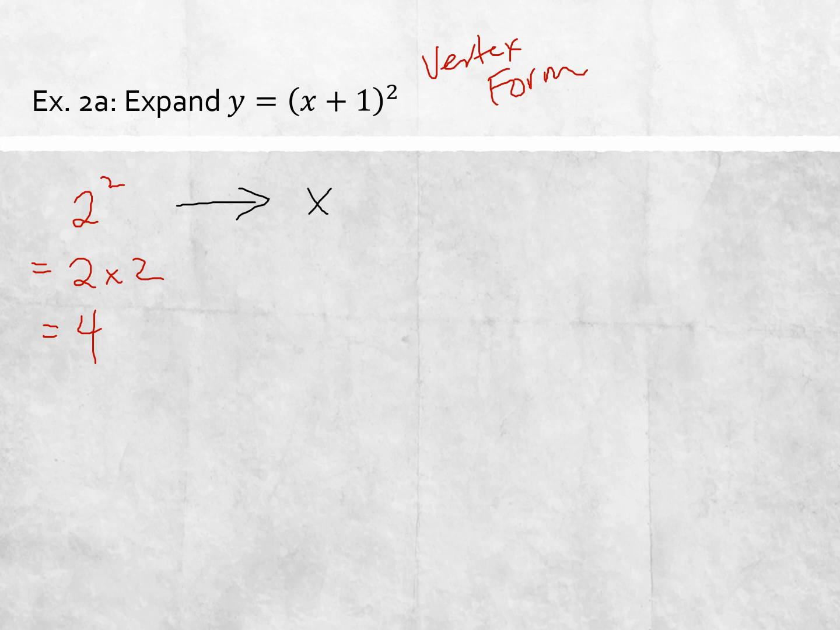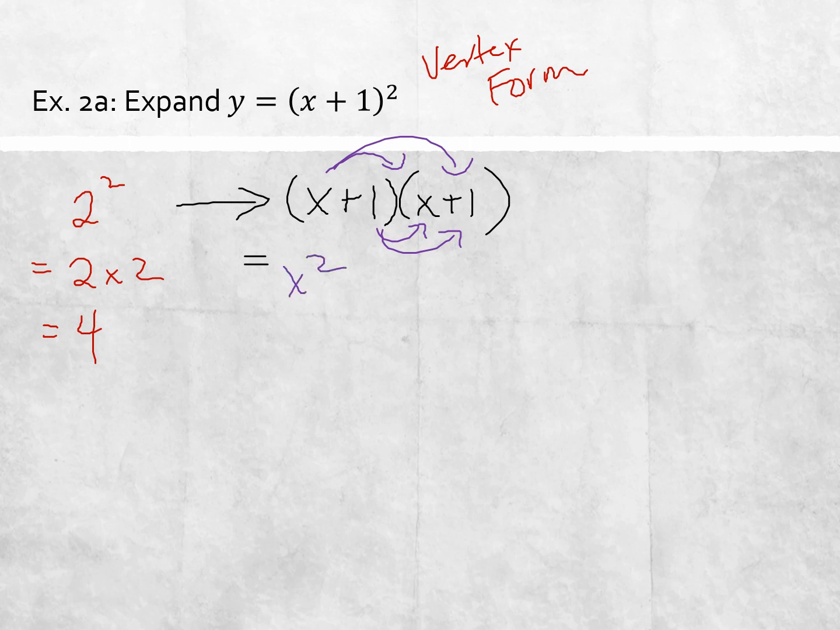So we're going to write 2 of them. So x plus 1, x plus 1. We know using FOIL, first, outside, inside, last. After you expand that, you should get x squared plus 2x plus 1. Now I skipped some of the steps there. If you're not comfortable skipping those steps, then go through and do them and just check your final answer.